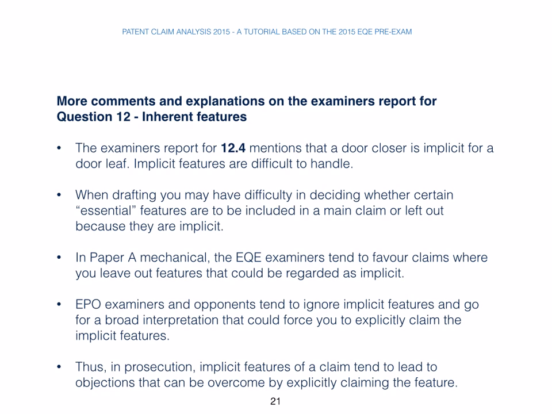In paper A mechanical, the EQE examiners tend to favor claims where you leave out features that could be regarded as implicit so that you come to the broadest possible claim scope.